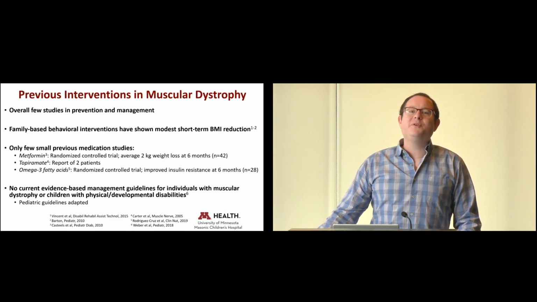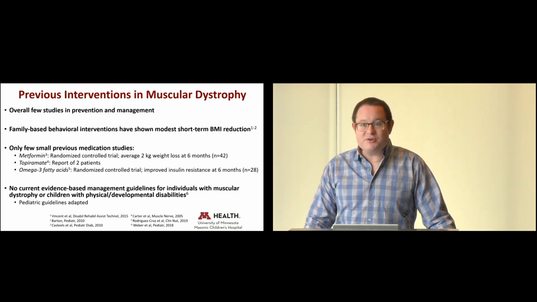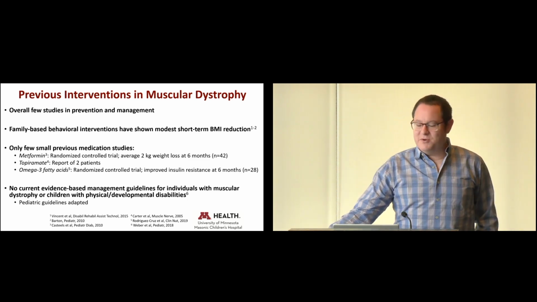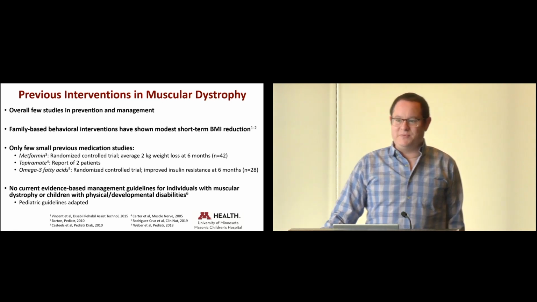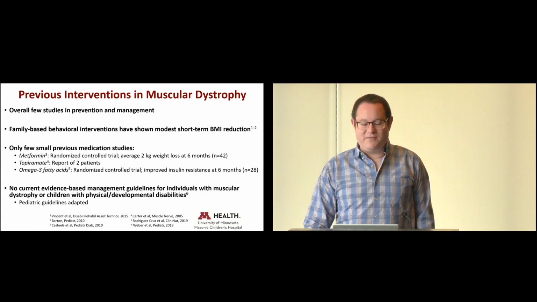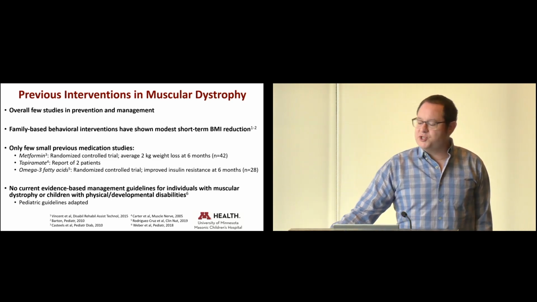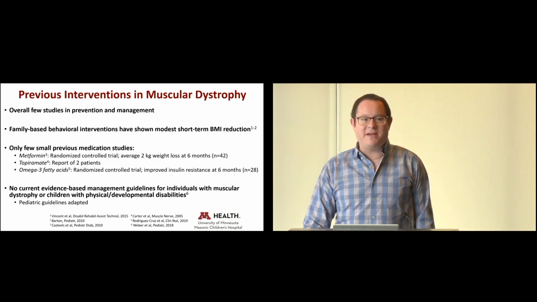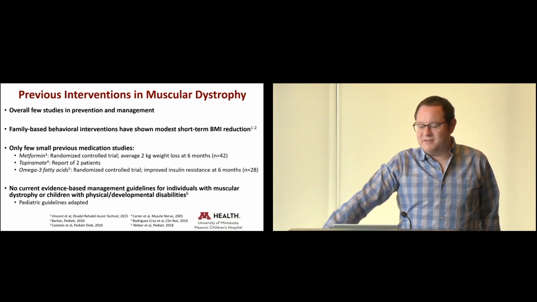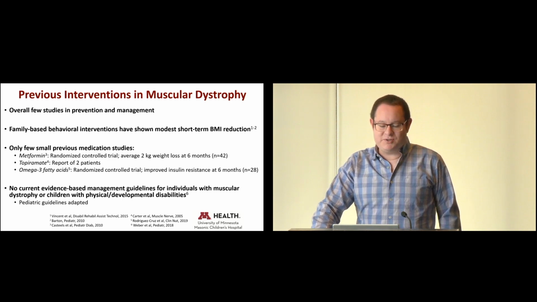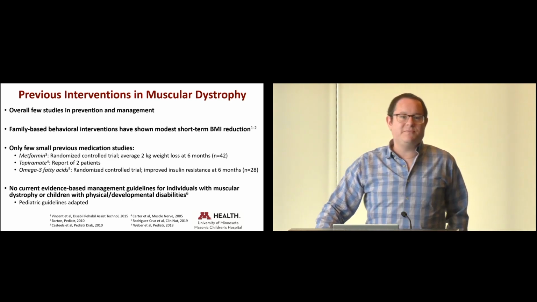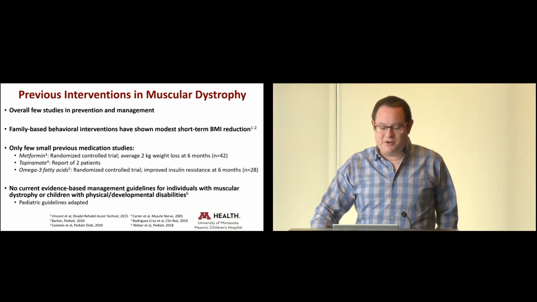So in terms of previous interventions in muscular dystrophy, overall there has been very few studies in prevention and management. There's been a couple of studies out there that have shown that family-based interventions have shown at least short-term modest BMI or body mass index reductions. There's been only a few studies that I could find that have looked at medication trials. And so there is a medication, and we're going to talk a fair bit more about what some of these medications are in just a little bit here.